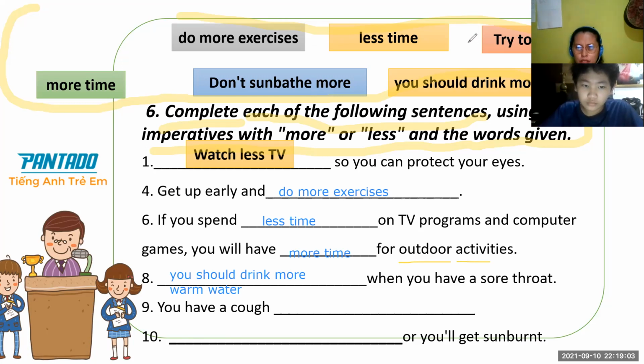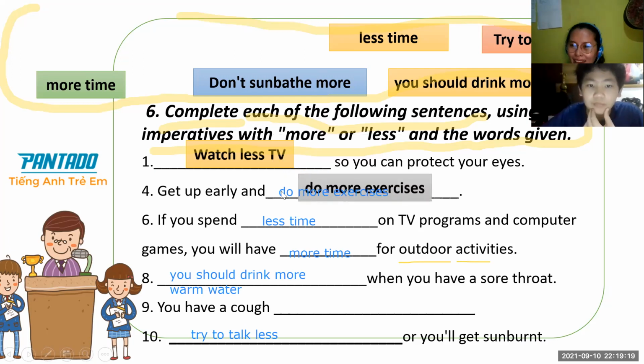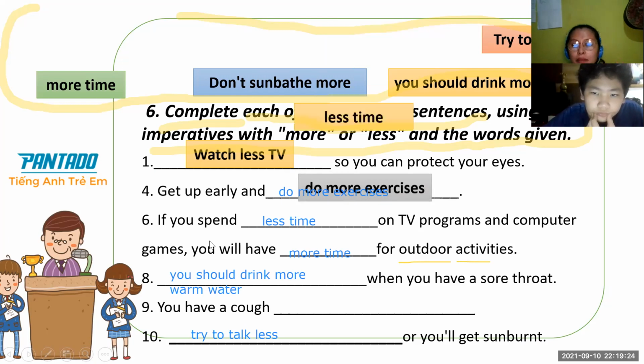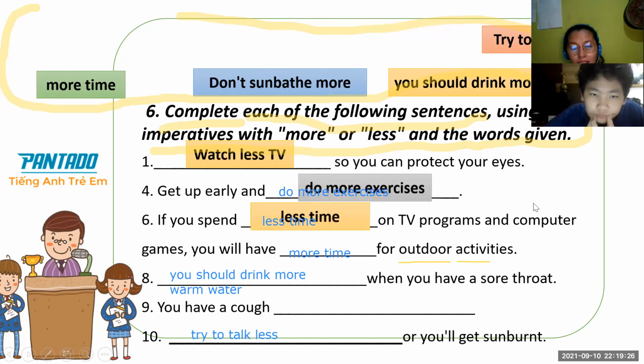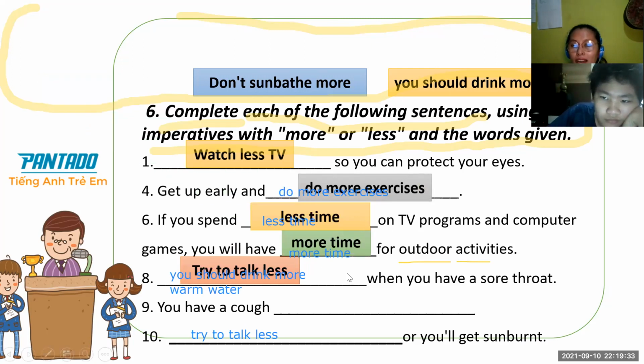Okay, so I guess you already have the answer. Okay, so for number 2, get up early and do more exercise. That's great. If you spend less time on TV programs and computer games, you will have more time for outdoor activities.